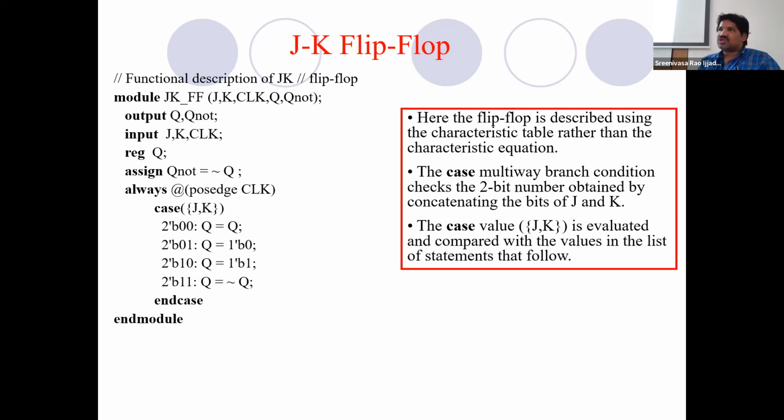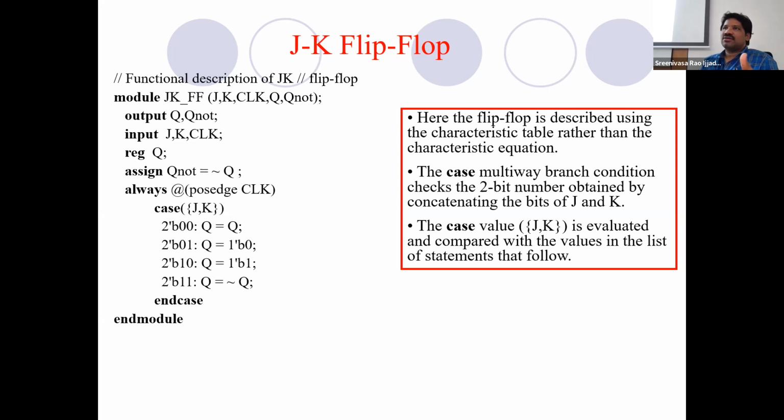Now use the case statement. Case JK. If both are 0, 0, the first case alternative is 0, 0, and the case expression is Q is equal to Q. Suppose another case alternative is 0, 1: J is 0, K is 1. What happens? Q is equal to 0, reset. Okay, so another case alternative is 1, 0.